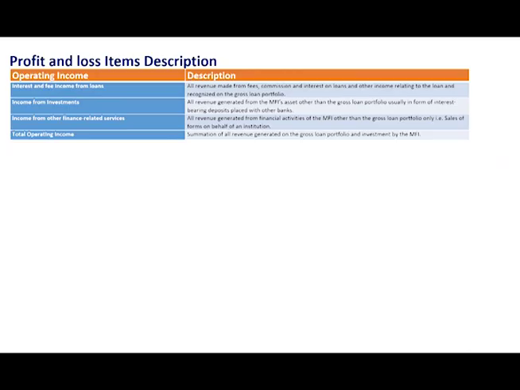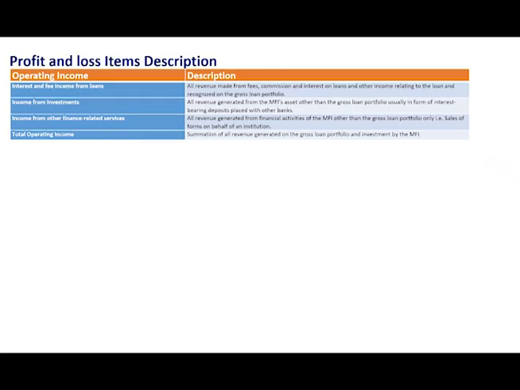Under it we have interest and fee income from loans. All revenue made from fees, commission, and interest on loans and other income relating to the loan and recognized on the gross loan portfolio. The next is income from investment. All revenue generated from the microfinance institution's assets other than the gross loan portfolio, usually in the form of interest-bearing deposits placed with other banks.